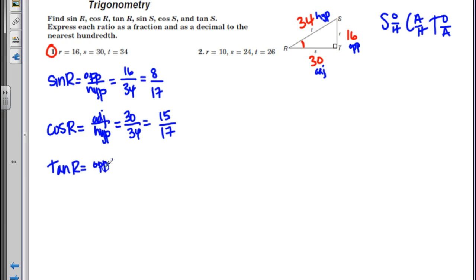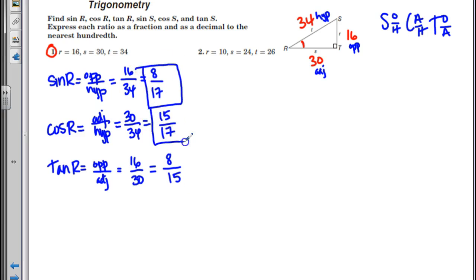All right, tangent of R. Tangent is opposite over adjacent. So from this angle, opposite is 16, adjacent is 30. Again, reduce by dividing by 2, and we get 8/15. So those are the three: sine, cosine, and tangent.